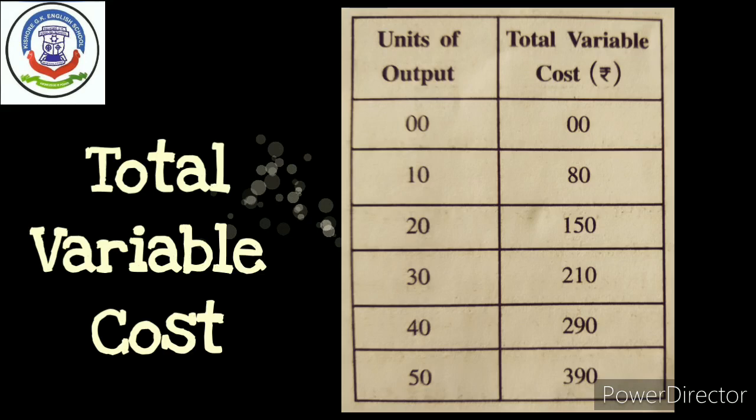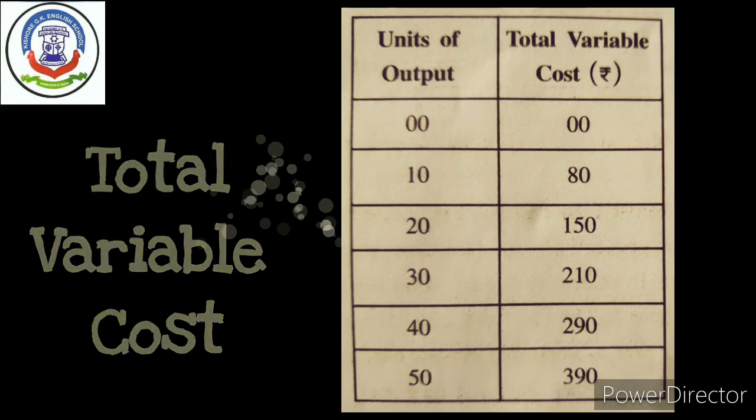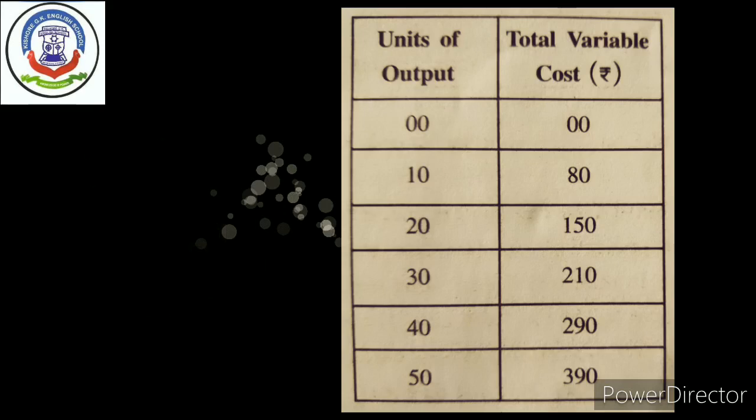From the table, we can see that till 30 units, variable cost is increasing because increasing returns to scale is applicable. After 30 units, decreasing returns to scale is applicable, due to which variable cost is increasing at an increasing rate.